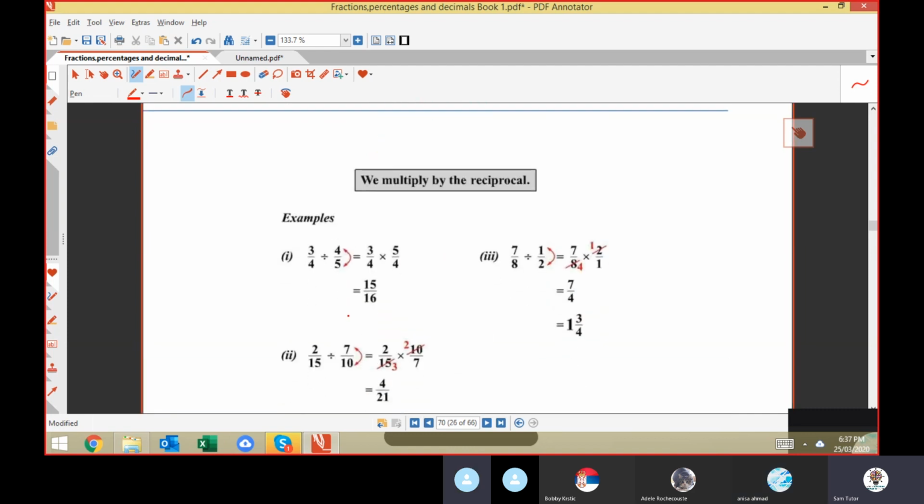All right, we're going to go to division. With division, we don't know how to divide, so we only know how to multiply. So the idea is we're going to multiply by the reciprocal. Reciprocal just means if I've got A over B, I'm meant to flip it. That becomes B over A.